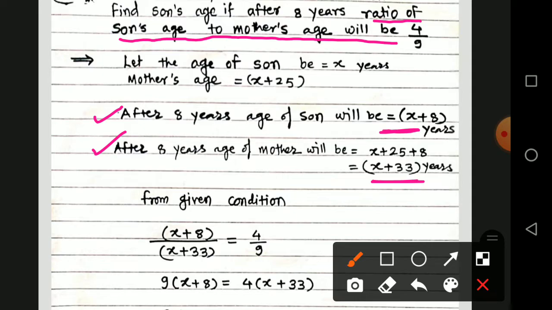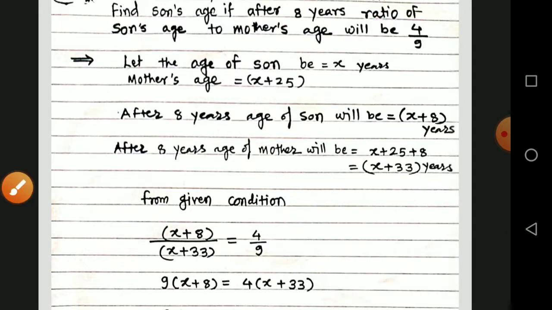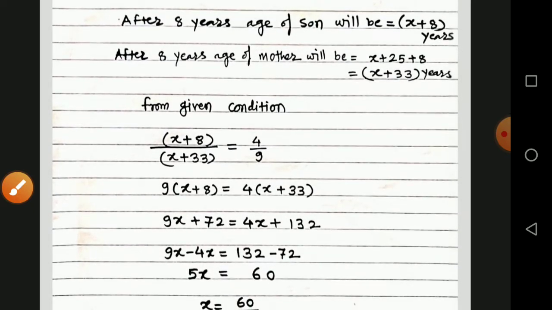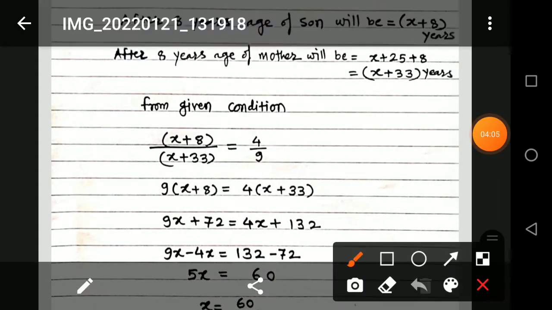x plus 8 upon x plus 33 is equal to 4 upon 9. In this way you can prepare the equation. And this is the equation in one variable. Only one variable is used.